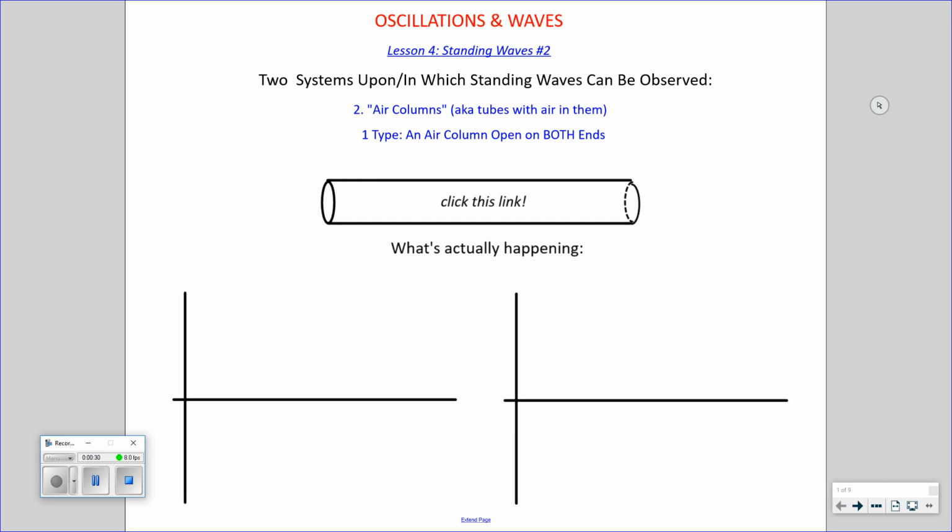But there is another primary system in which standing waves can be observed. So note up here, number one, strings. But number two, the other primary system in which standing waves can be readily observed are things called air columns. And an air column is a tube with air in it, right?